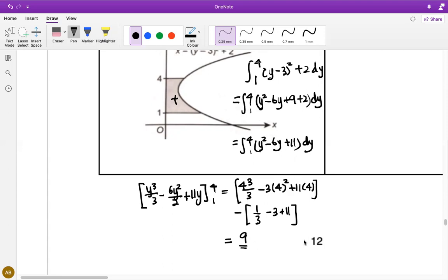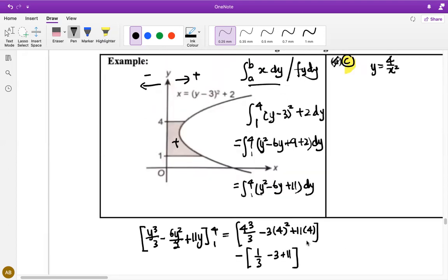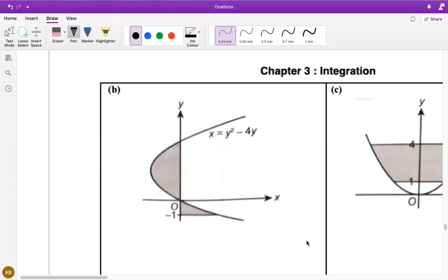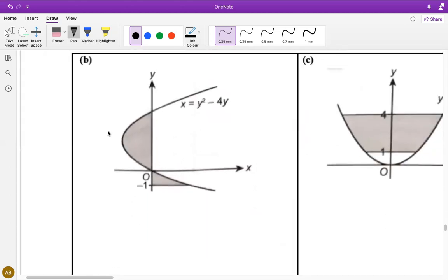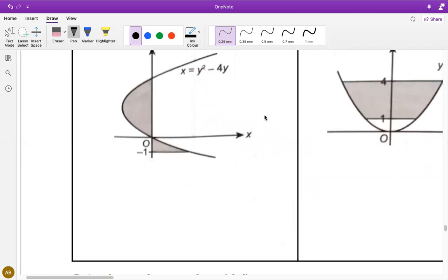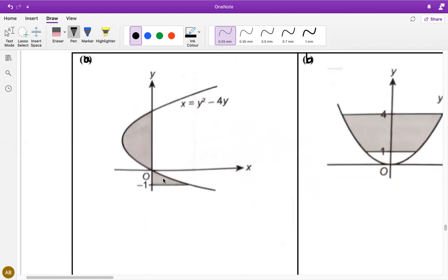Okay. So this is how you find the area of the shaded region between the curve and the y-axis. Okay, we go to B. This is A. This is B. So you can do it by yourself. So remember to check. Okay, this is positive, negative. So here is -1, 0. What is this? So you can solve this, equal to 0.